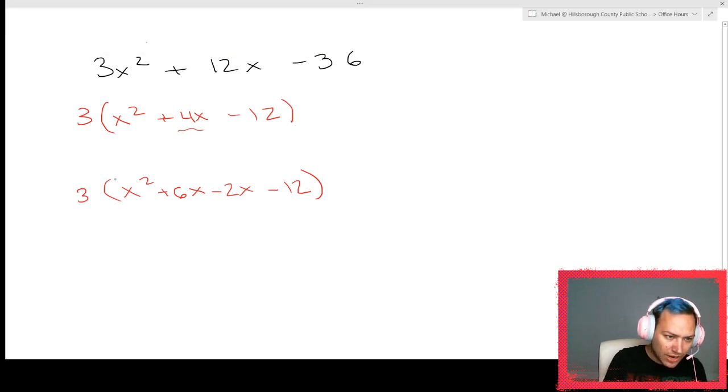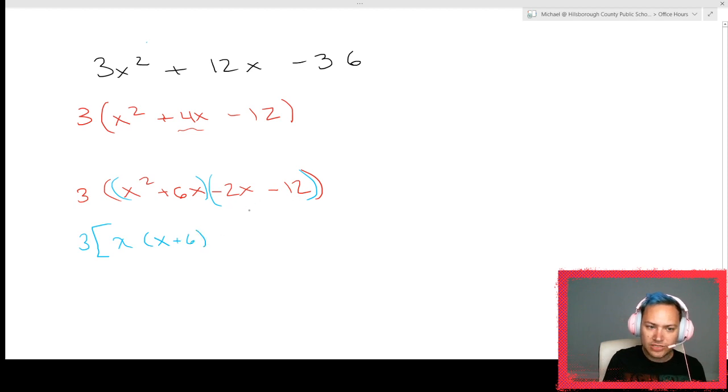I would group these 2 together and group these 2 together, and then factor out GCFs there. So for x squared plus 6x, the GCF is going to be an x, right? When I take an x away from x squared, I'm left with just 1x. When I take an x away from plus 6x, I'm left with plus 6. And here it looks like I'm going to be able to factor out a negative 2. So I'm left with x, and that negative 2 is going to turn that into a plus 6.